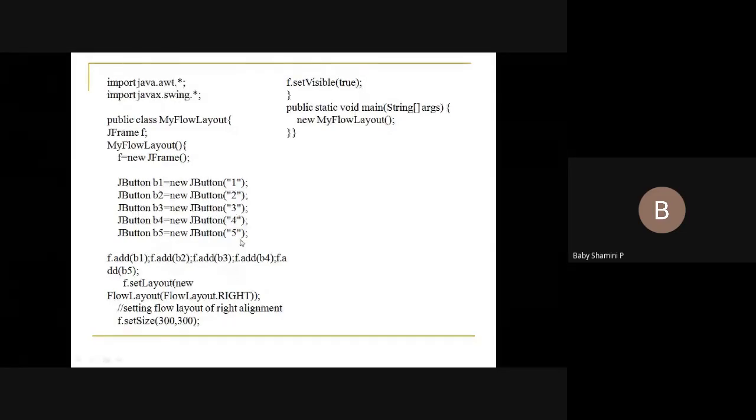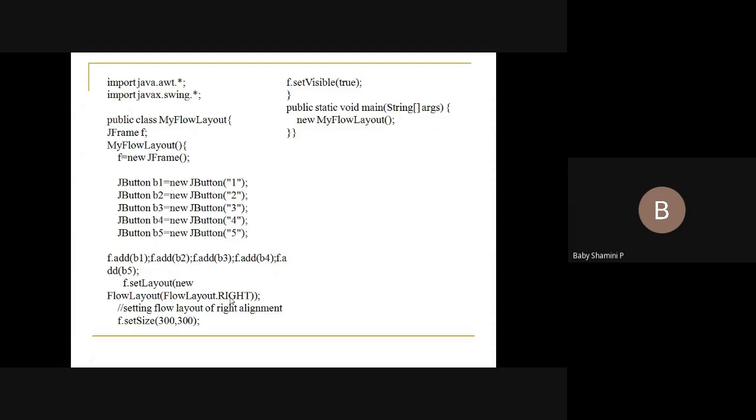What I'm going to do here is add each and every button to a certain region. F.add(B1), F.add(B2), B3, B4, B5. I'm going to add all the components in the region. For that, I'm using the concept of flow layout. The function here is F.setLayout(new FlowLayout(FlowLayout.RIGHT)). So this is right alignment.